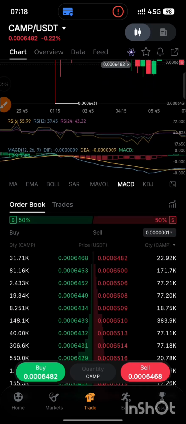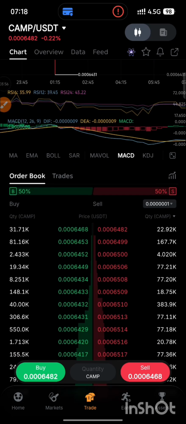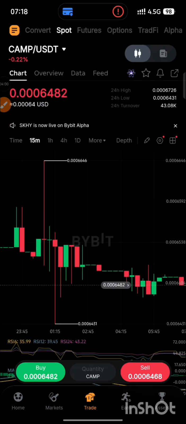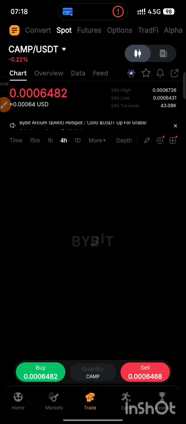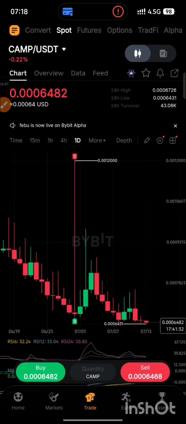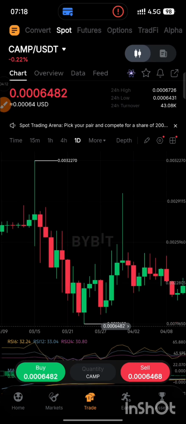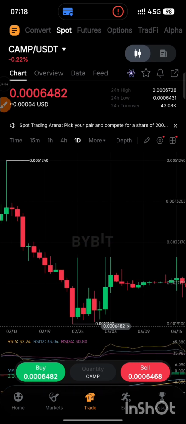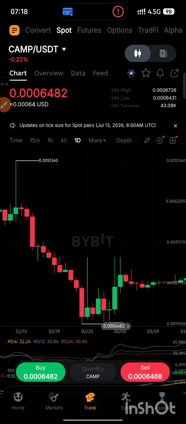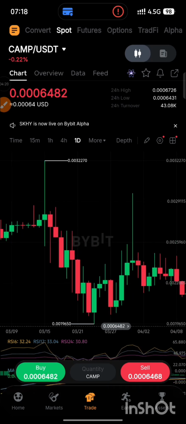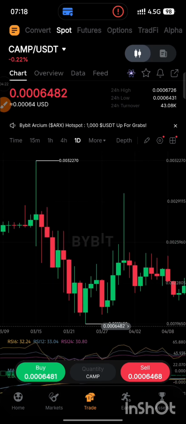So how can you draw this resistance and support? You need to use a high time frame if you want to understand how this works. You can use the high time frame of 4 hours or even 1 day. Then you can draw the resistance, so that each time price gets there, you will understand that it is time to cash out.